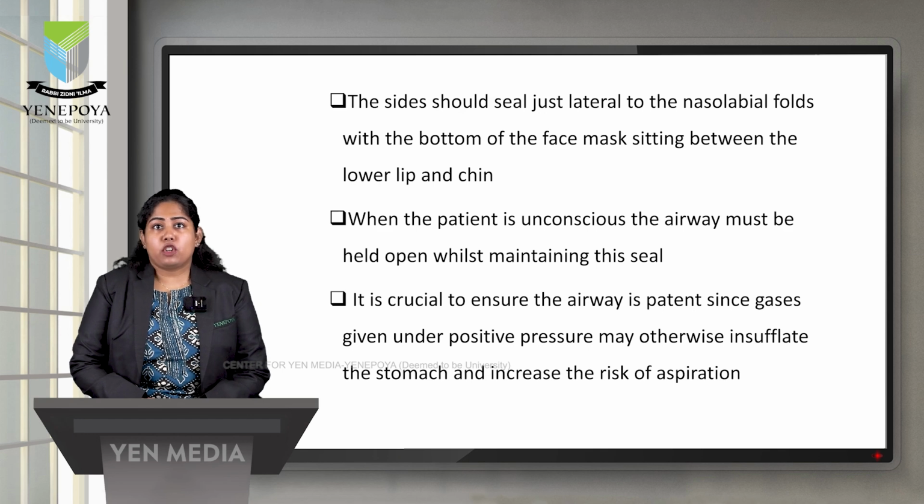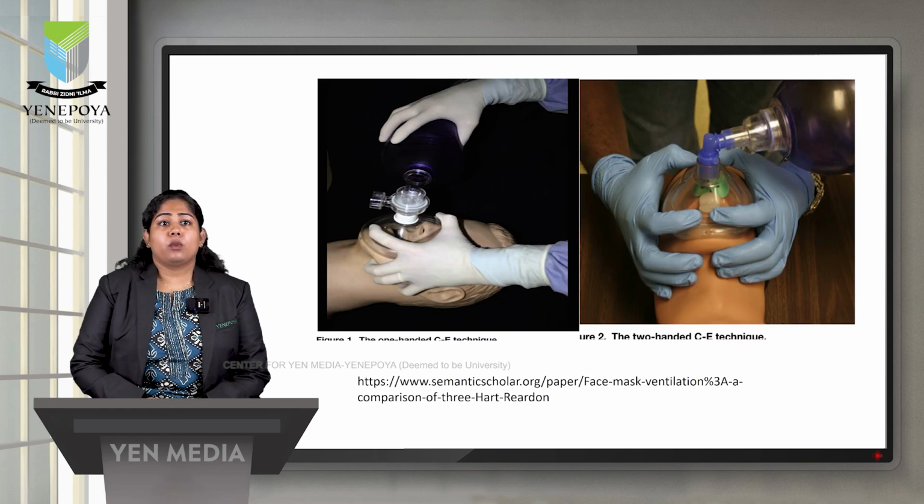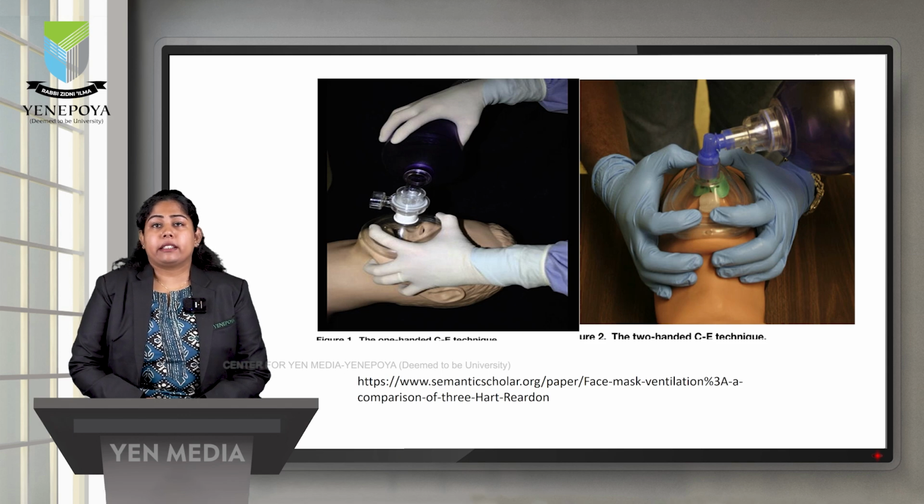When the patient is unconscious, the airway must be held open while maintaining this seal. It is crucial to ensure the airway is patent since gases given under positive pressure may otherwise insufflate the stomach and increase the risk of aspiration. The most effective method of opening the airway in this setting is to employ a jaw thrust technique. This can be achieved by using either a one-handed or two-handed technique. So, this is the one-handed technique and the two-handed technique.